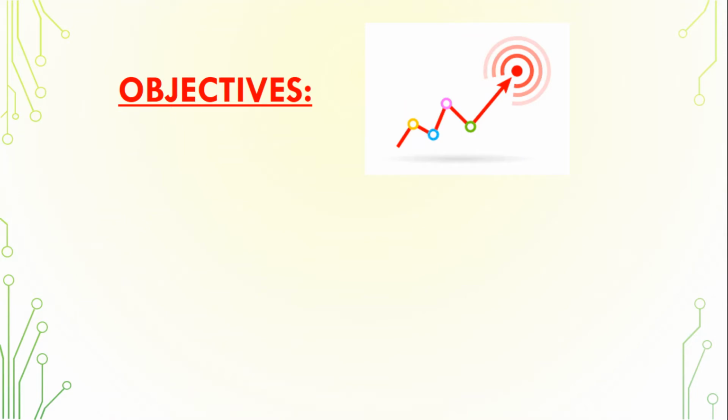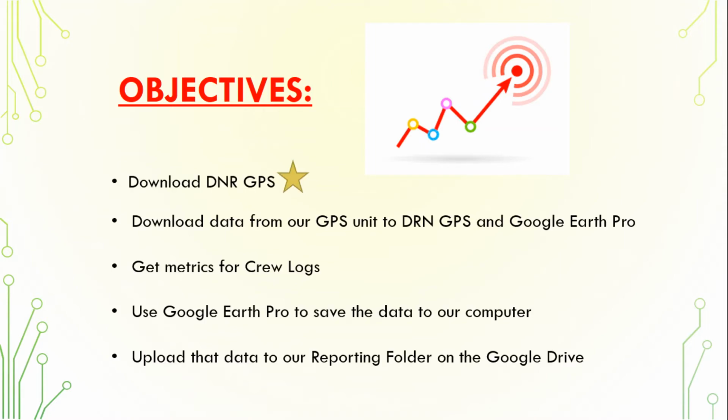So we just went through a lot of information, so let's check back at our objectives to see where we're at. We've met our first objective of downloading the DNR GPS application, and the second objective of downloading data from our GPS unit to that DNR GPS application, and finally to Google Earth Pro. So next on our list is to get the metrics for our crew logs.